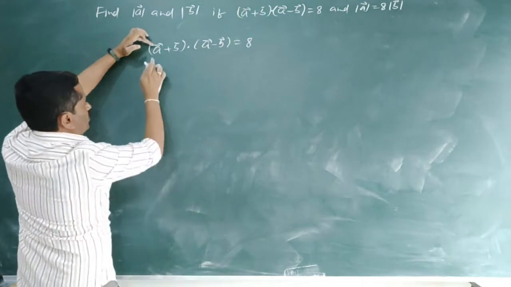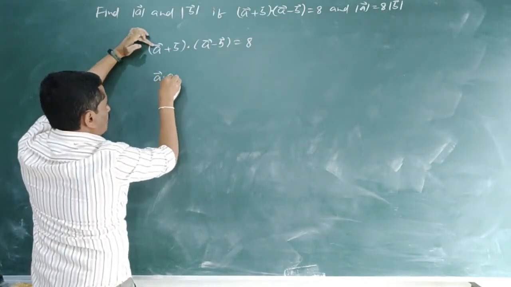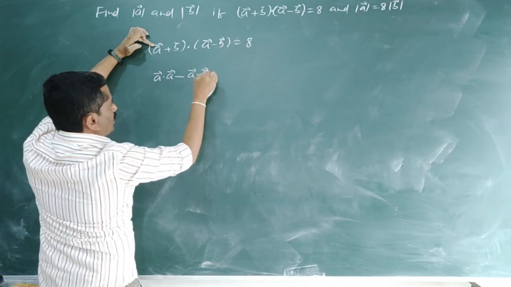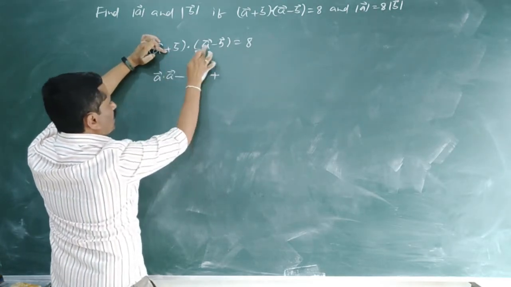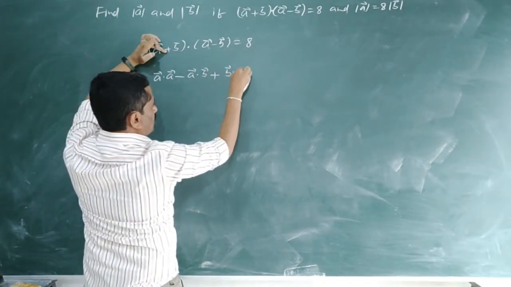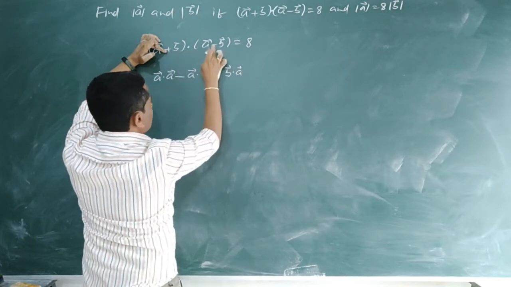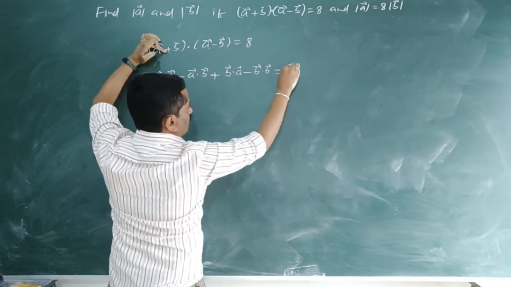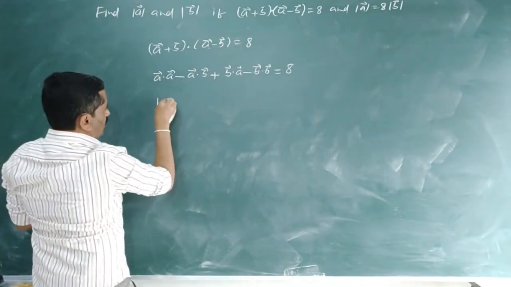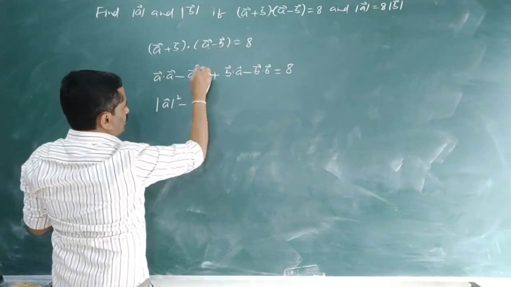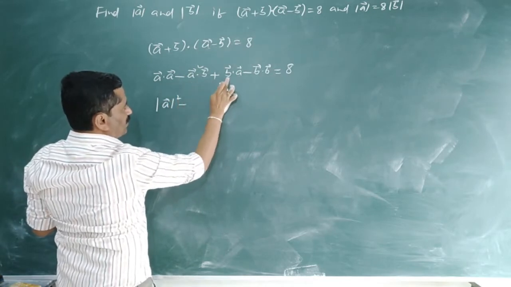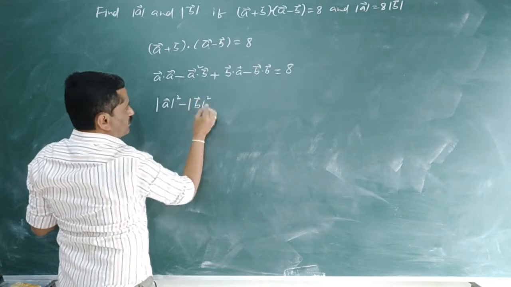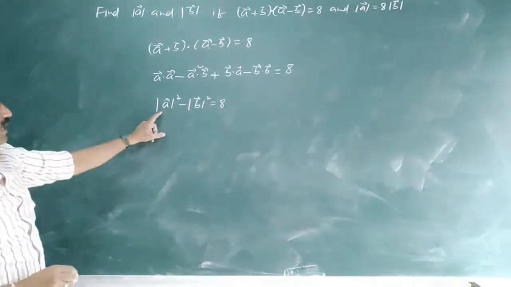Apply dot product: a bar dot a bar, again minus a bar dot b bar, again plus b bar dot a bar, again plus into minus we have minus b bar dot b bar, that is equal to 8. So the magnitude of a bar whole square, this minus a bar dot b bar plus b bar dot a bar get cancelled, we have minus b bar dot b bar, that can be written as magnitude of b bar whole square, is equal to 8.